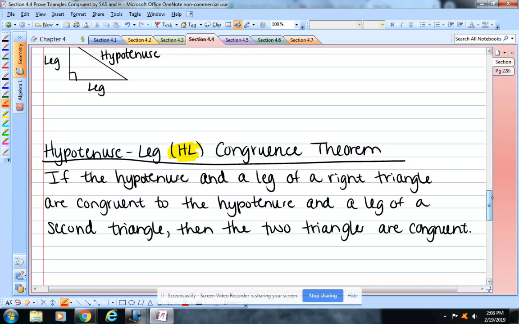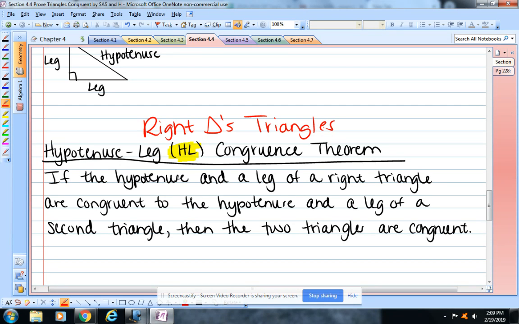So the hypotenuse leg theorem says, now y'all listen, this is for right triangles only. Make a note of that. Right triangles only. If it's not a right triangle, meaning you don't have a right angle in it, you cannot use hypotenuse leg. If you cannot prove that there's a 90-degree angle in there, you cannot use this theorem. It won't work. Okay?